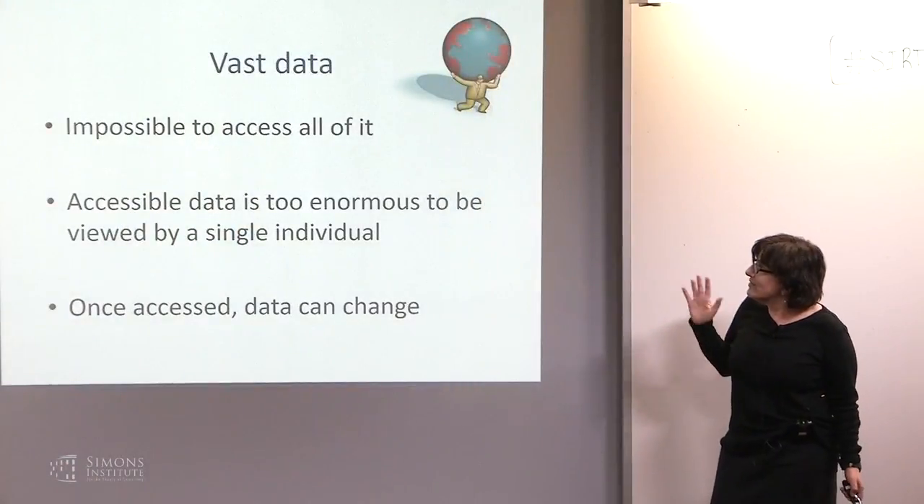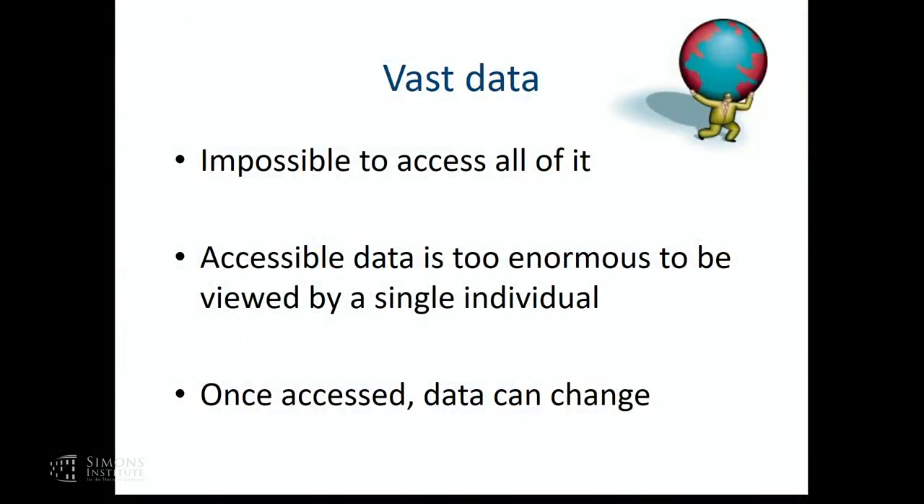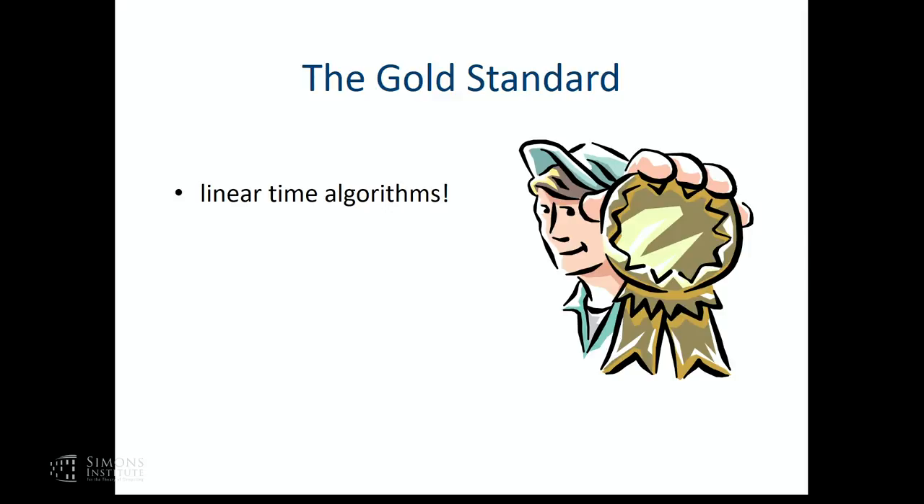In general, what's the problem with vast data? It's impossible to access. Even if it's potentially all data that you could access, you just don't have time to access all of it. And finally, once you access it, the data can change. We had this gold standard. Eddie talked about polynomial time algorithms. That was our goal. Even better, linear time algorithms. That's another goal, a harder goal. But even this might be inadequate.